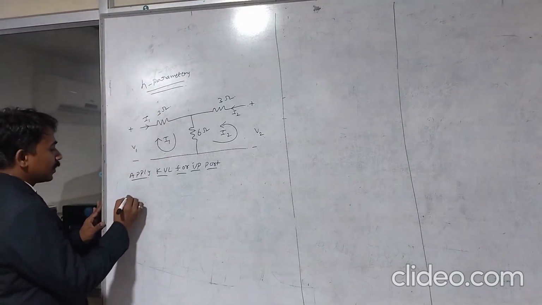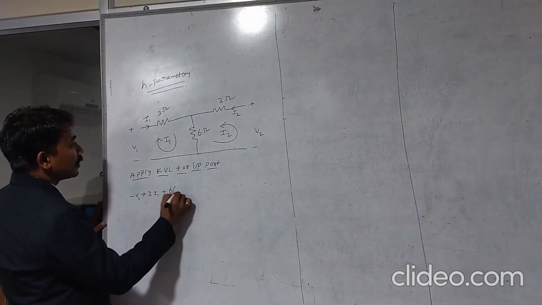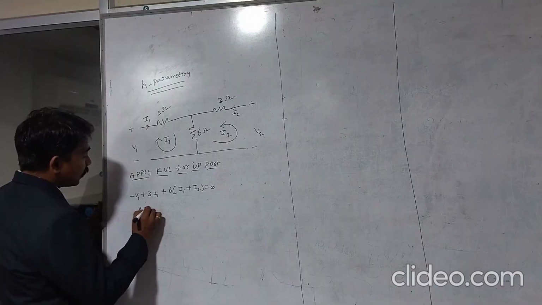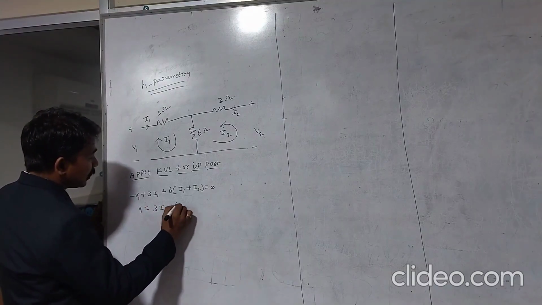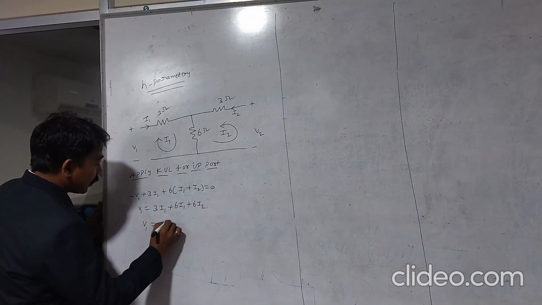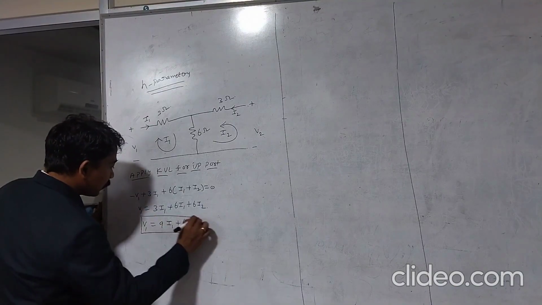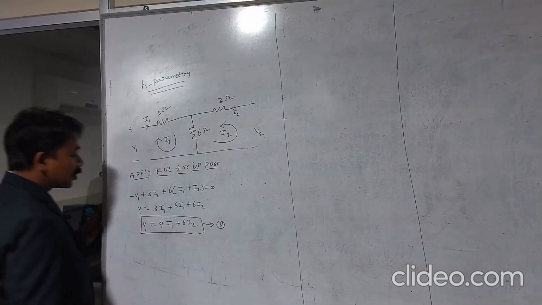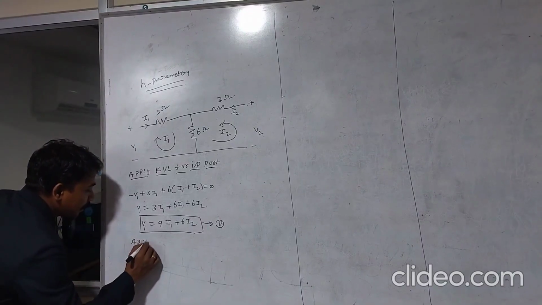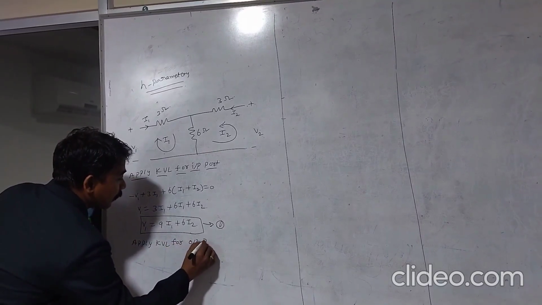So how can we write this? Minus V1 plus 3 into I1, 6 into (I1 plus I2) equal to 0. So V1 equal to 3I1 plus 6I1 plus 6I2, V1 equal to 9I1 plus 6I2. So this is the corresponding KVL equation of the input port. Okay. Now apply KVL for the output port.